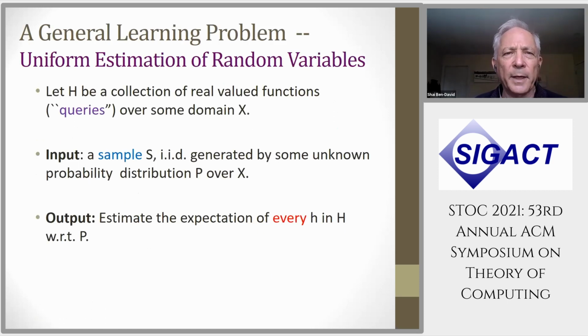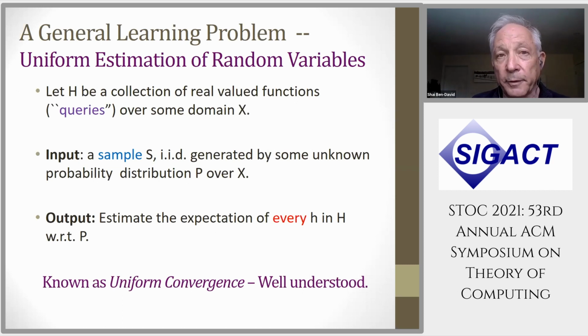Okay. So what is this general learning problem? Let me start with the usual learning problem. You have a collection of real-valued functions, queries, and you have a sample from an unknown distribution, and you want to estimate the expectation of those queries. Say you have all kinds of possible settings of parameters to a deep neural network, and you have data, and you want to know how well they fit the data. Each setting has an expected loss, and the classical problem is how many samples do I need to be able to estimate the losses of each of the settings of my neural network. This is well understood, and this is called uniform convergence.